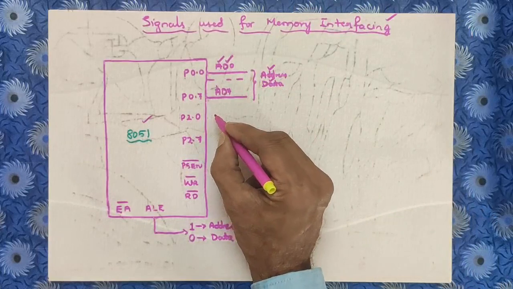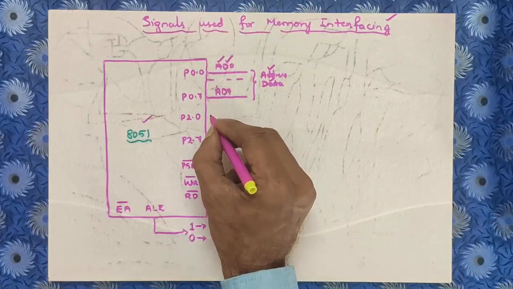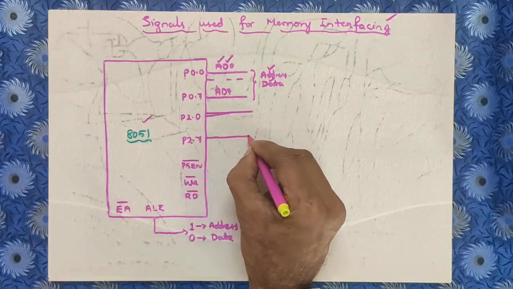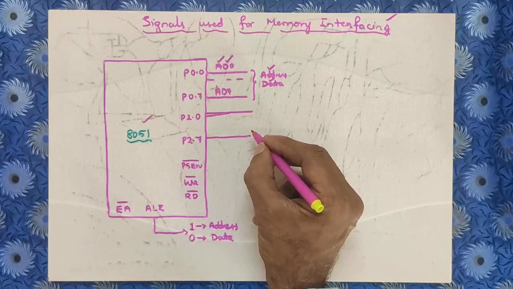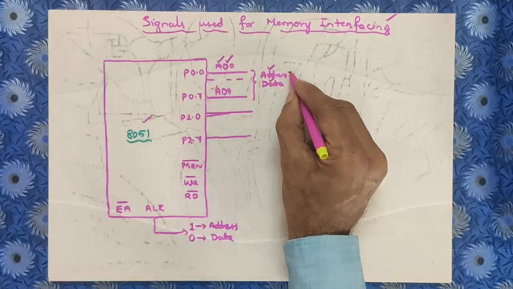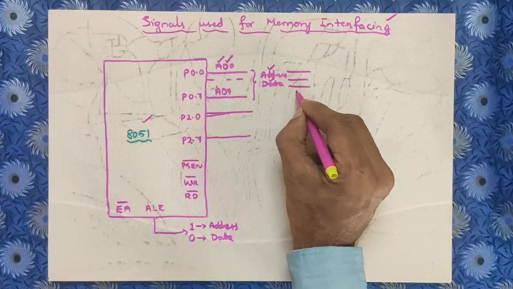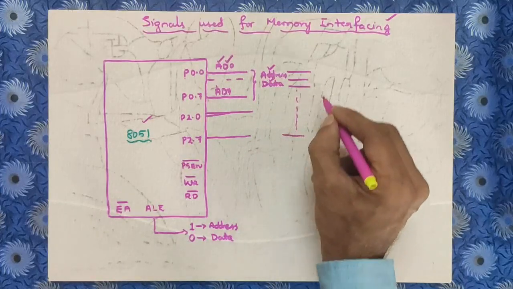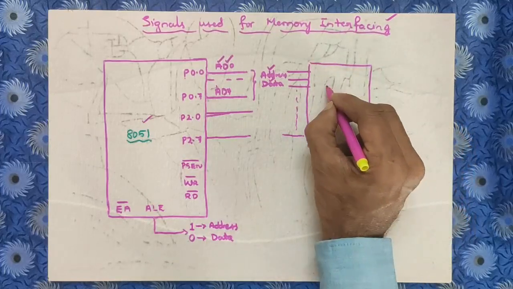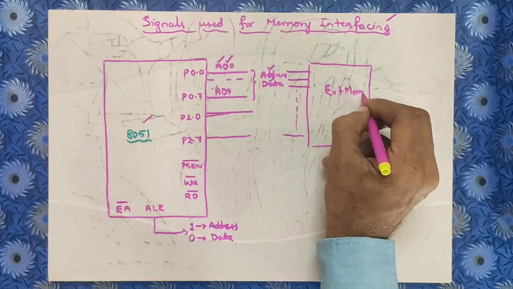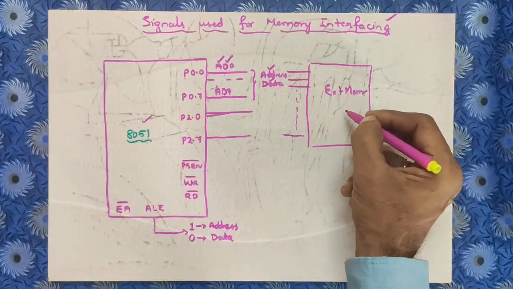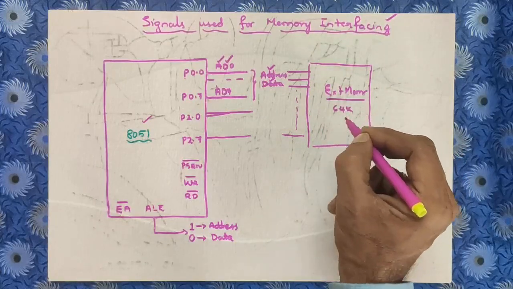Then what about the next 8 address lines? Those next 8 address lines are provided by P2.0 to P2.7. These are purely address lines. Hence, with these 8 address lines, a total of 16 lines maximum can go to the external memory. I told you that if only 10 lines are used, it is 1 kilobyte. If all 16 lines are used, then the external memory can be 64 kilobytes.